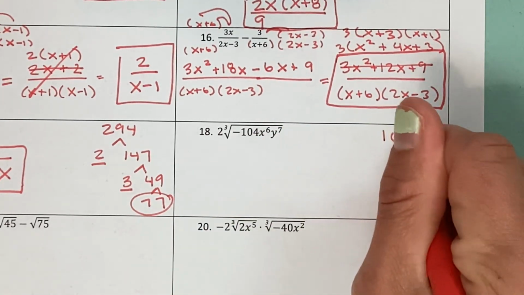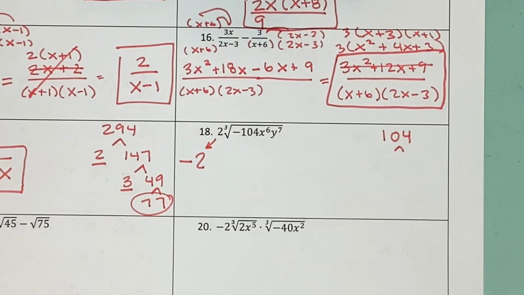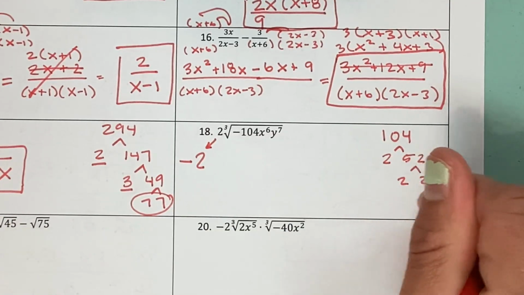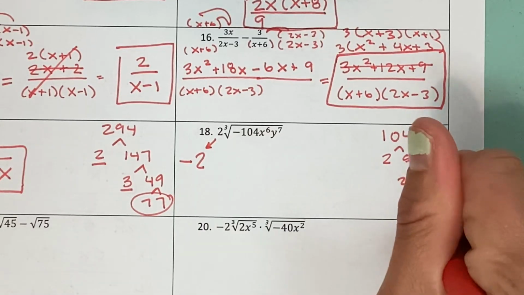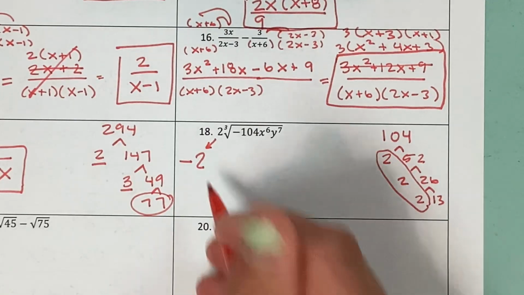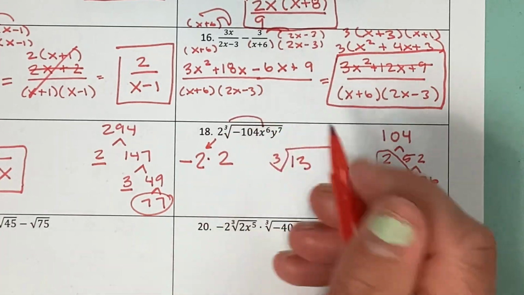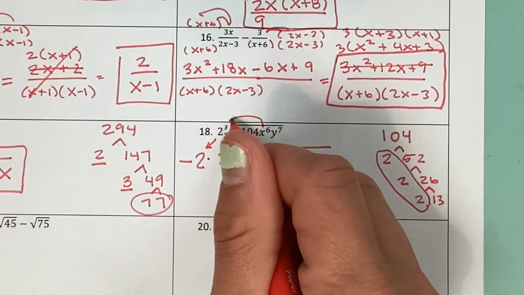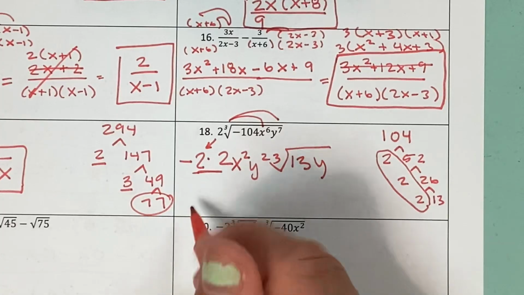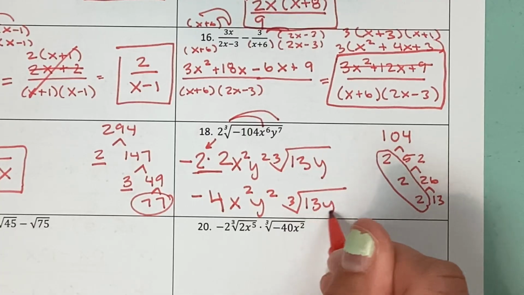All right, I got to break down 104. The negative is going to just come out here with this other 2. So 2 and 52, 2 and 26, and 2 and 13. So this one, because it's a cube root, we're looking for groups of 3. So this group of 3s is going to go on the outside. The 13 is going to go back inside. 3 goes into 6 twice with nothing left over, and 3 goes into 7 twice with 1 left over. So I'm going to multiply these guys together, and that's going to give me negative 4 x squared y squared cube root of 13y.